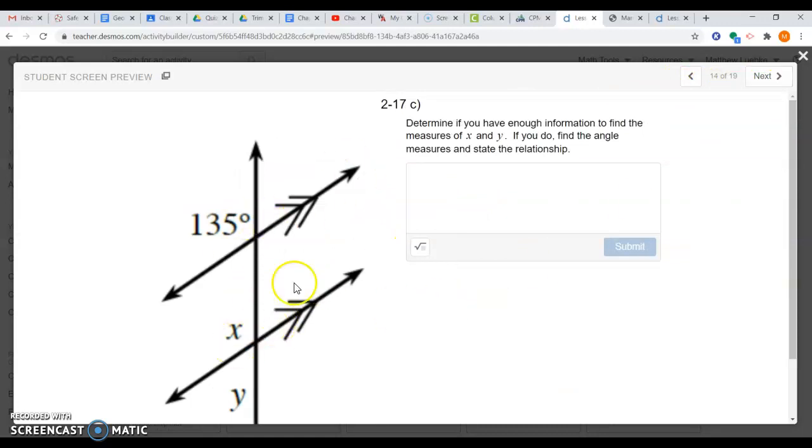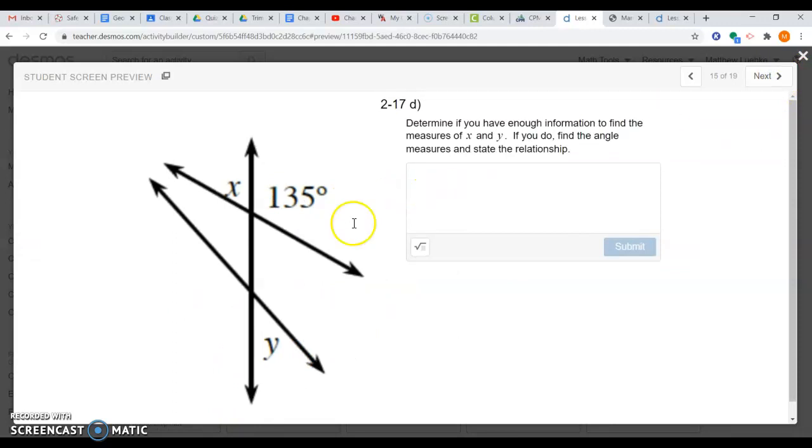Here we're back to having parallel lines. It looks a little different, like it maybe was rotated 90 degrees, but we have parallel lines cut by a transversal. Try to answer for X and Y. Here, again, same kind of problem as the last ones, all 217s. Again, try to find X and Y if you can. If you cannot, then just write not possible.